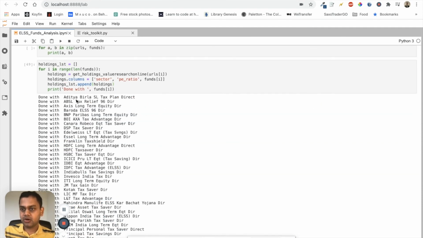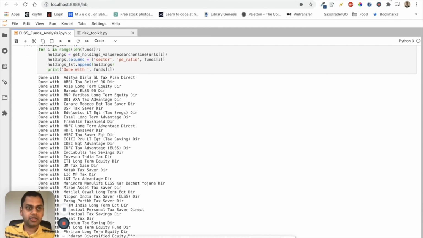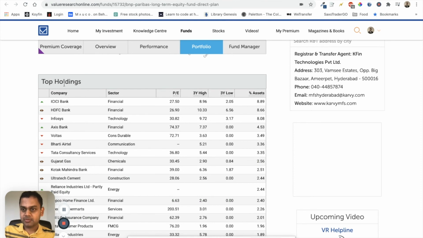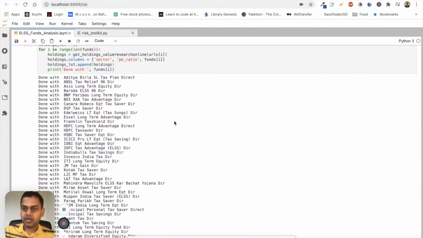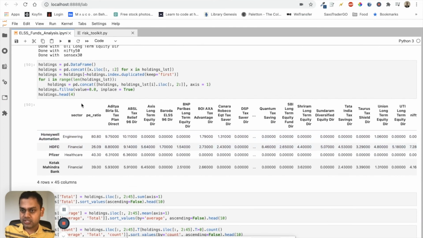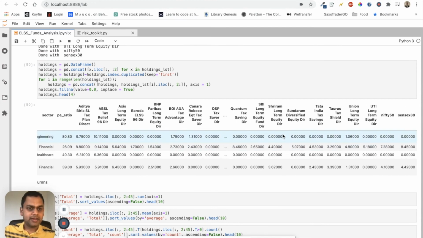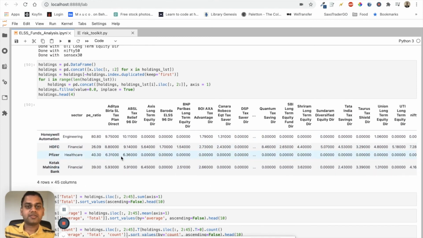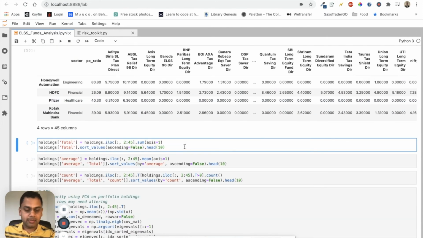So what it has done is it's gone into each of these different ELSS mutual fund scheme pages on Value Research, picked up the top portfolio holdings from each page, and consolidated it all in a single table. I've just displayed the top part of the table. In this column you have the name of the stock, and in the rest of the columns you have the different schemes, and in the end you have Nifty 50 and Sensex 30. The numbers here are the percentage holdings of each of these companies, right? Let's do a similar exercise.